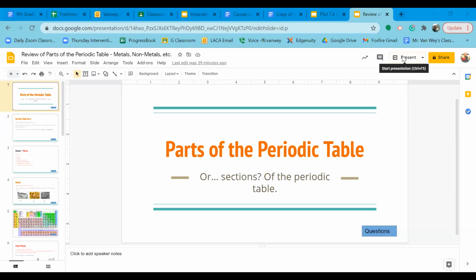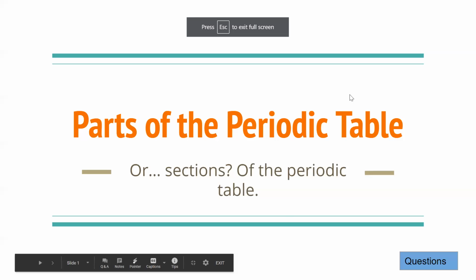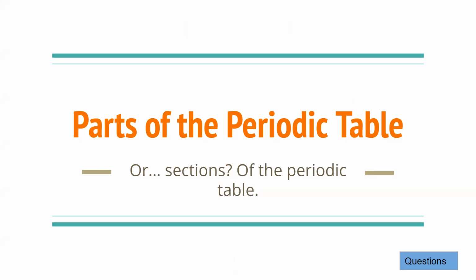Okay, guys, 7.5. Parts of the periodic table, or sections of the periodic table. It would be handy to say groups of the periodic table, because in some cases we're actually talking about groups. Remember groups and periods. But some of these aren't specifically groups. They're not necessarily the same thing. They're not synonymous with groups.